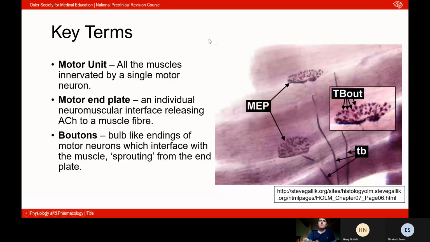And all the muscle fibers innervated by a single motor neuron are called a motor unit. And that's important because if we think of what a single impulse down a motor neuron is going to do, it's going to recruit the muscle fibers within a single motor unit that are going to work together to produce the contraction or the action.